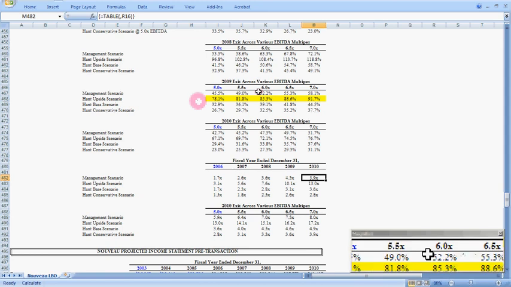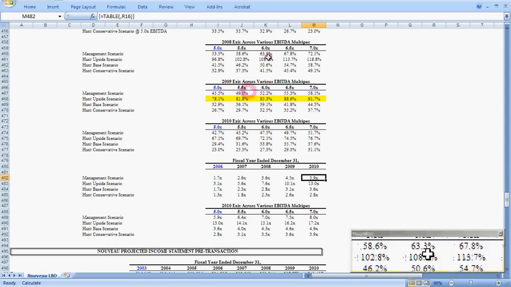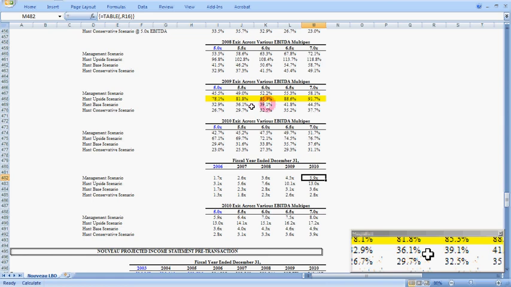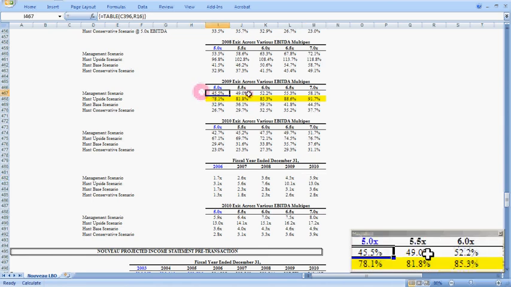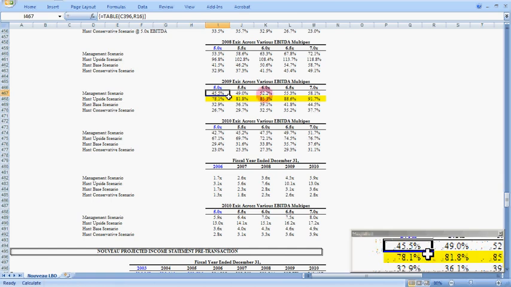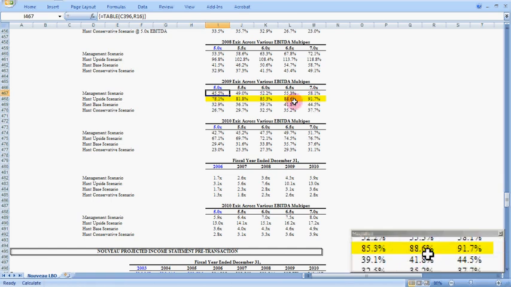The other thing is the EBITDA margins. I mean, the EBITDA multiples. Those are another big deal. You can see that the management scenario is slowly gaining only from 45 to 58 over the next 5 years, but the upside scenario is a lot higher. So you can take your conclusions from that.